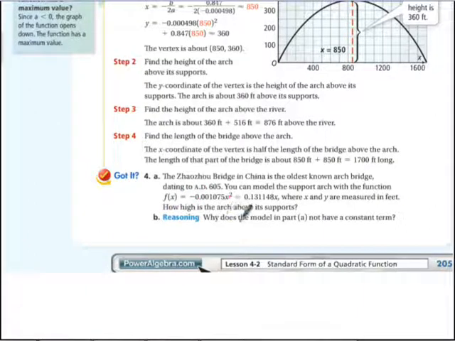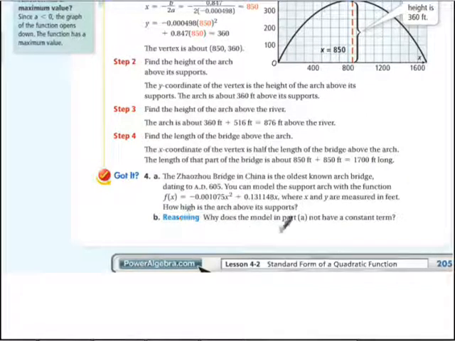So now we have a bridge in China. It's the oldest known arch bridge, dating back to 605. You can model the support arch with the function f of x equals, and so on, where x and y are measured in feet. How high is the arch above its supports? So we just want to know the height of the arch.